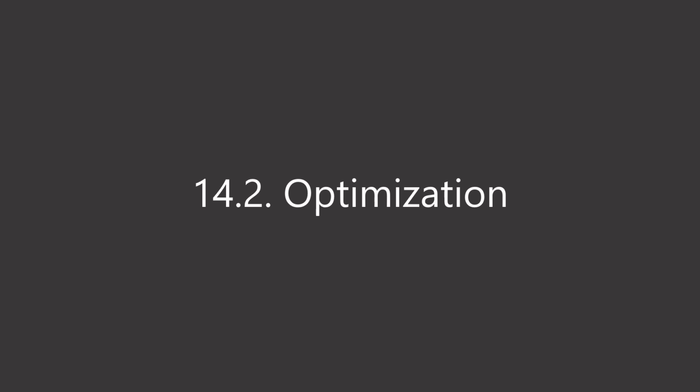Chapter 14, Section 2, Optimization. Now you understand how to train a neural network. Next, let's see how to optimize parameters in a deep learning model.